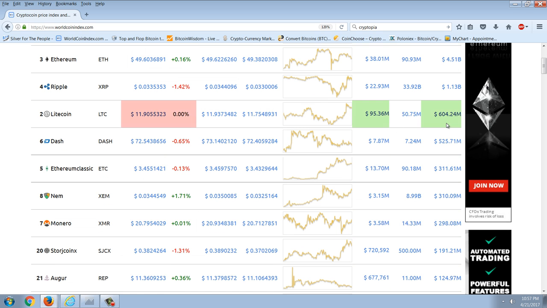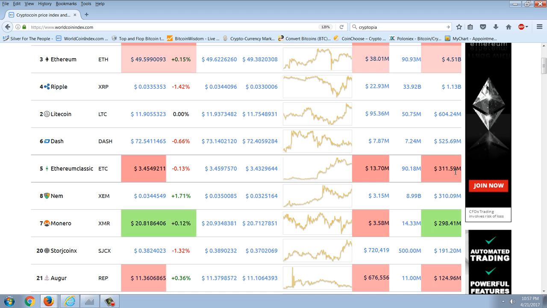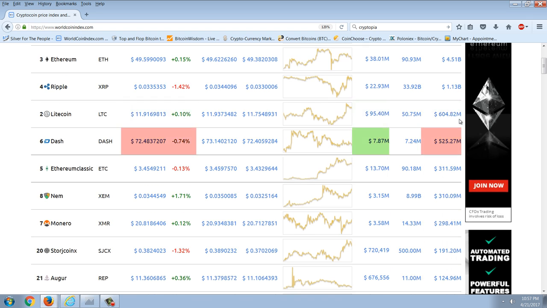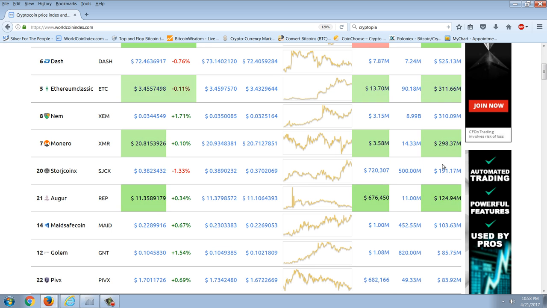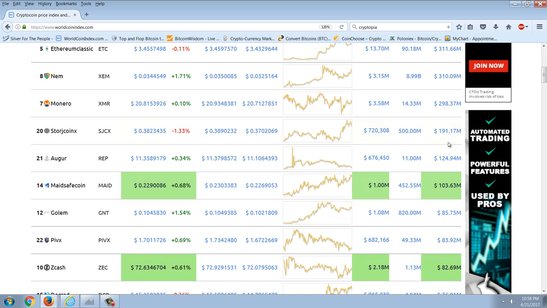Litecoin's making another big run. It's over $600 million market cap. Dash has a $500 million market cap. Ethereum Classic. So you add the two Ethereums together, you have almost $5 billion in Ethereum. We've got this NEM coin, over $300 million market cap. Another $300 million market cap for Monero.